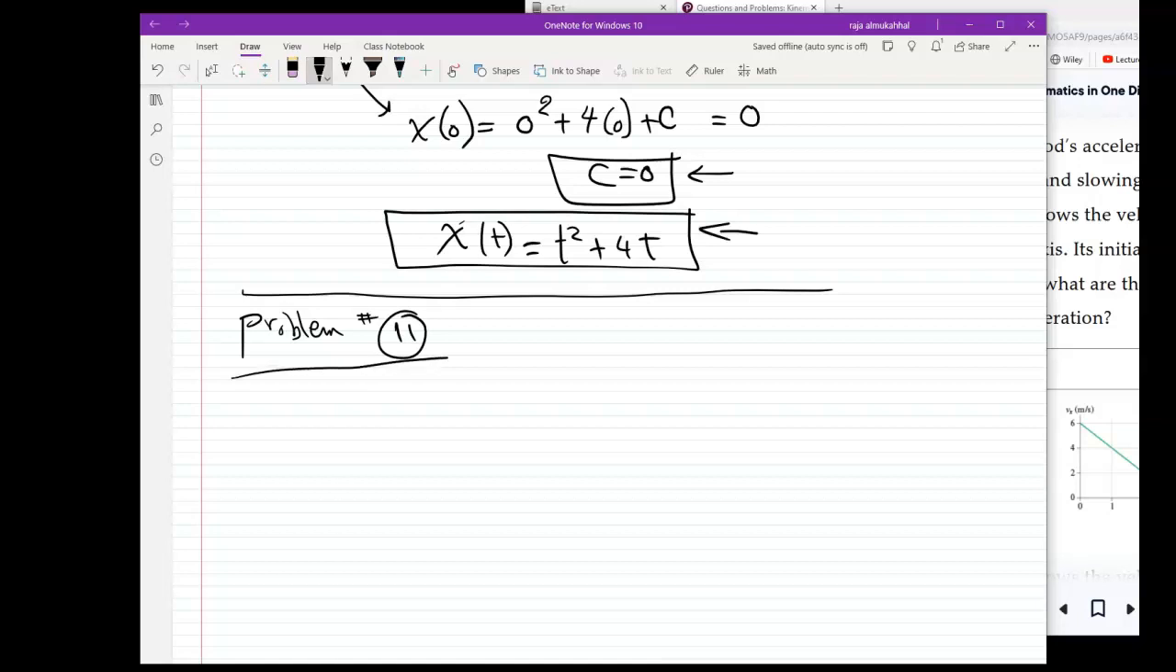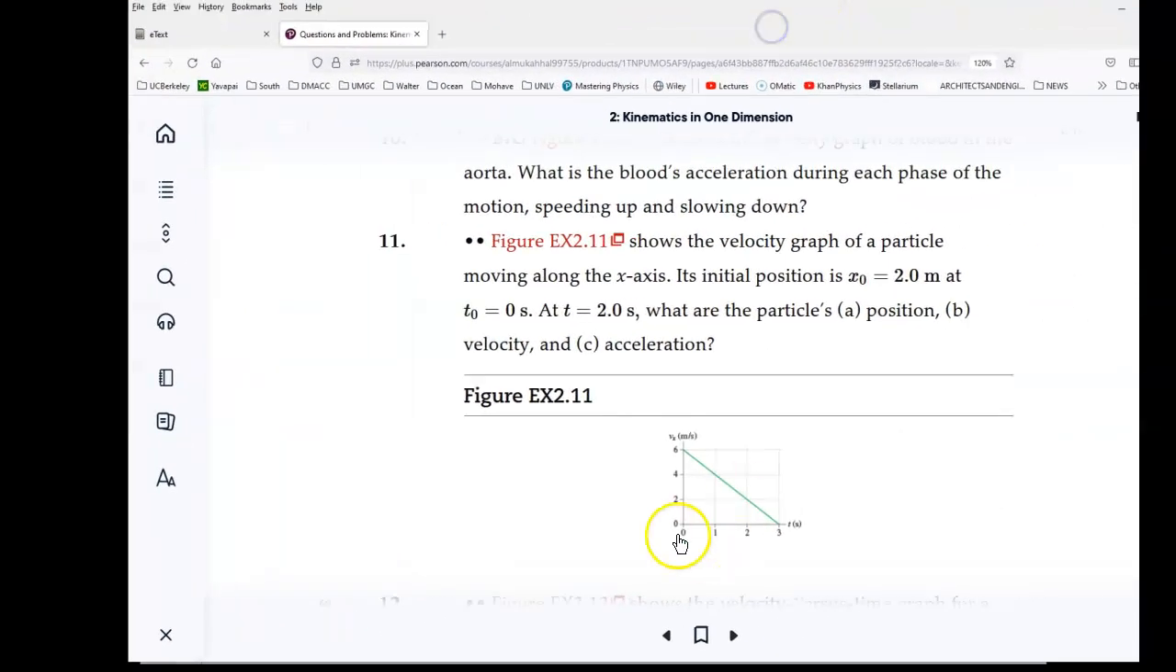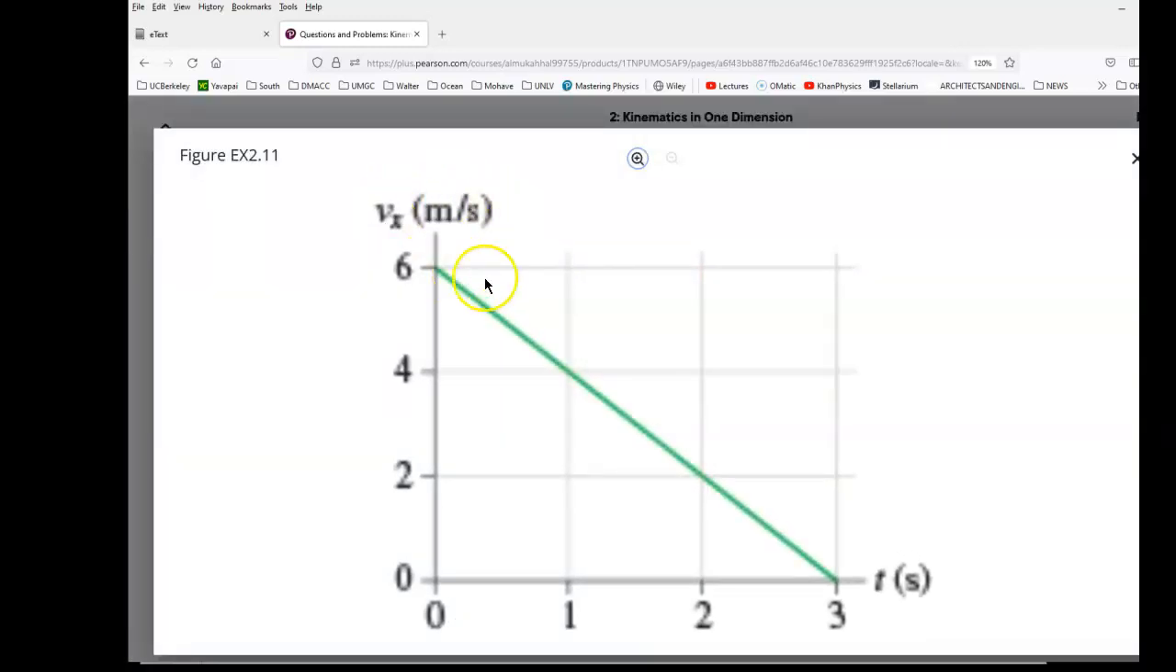Okay, let's go back to the book. It says here, so we have this diagram right there. It says the figure shows the velocity graph of a particle moving along the x-axis. Remember, the x-axis is not there. Look at this graph. It's v, velocity here. It's not displacement. It's not x. It's not position. So v of t, not x of t. You see what I'm saying?